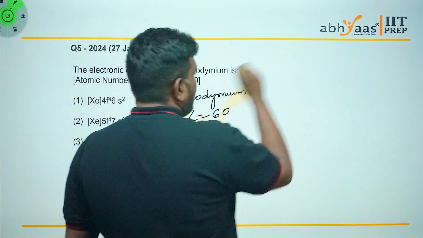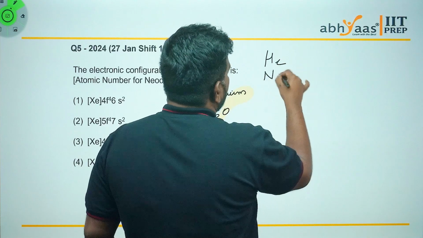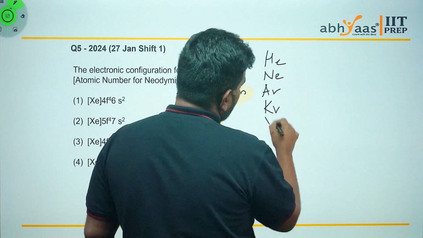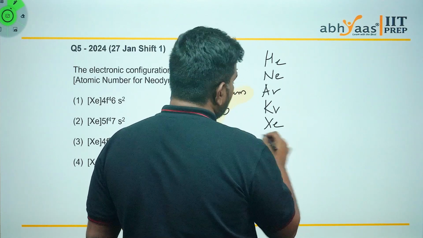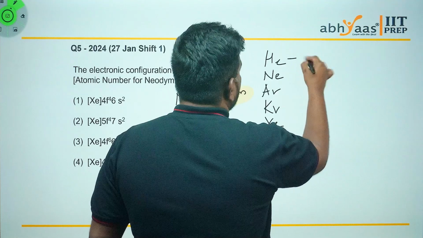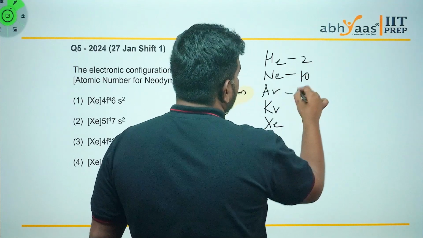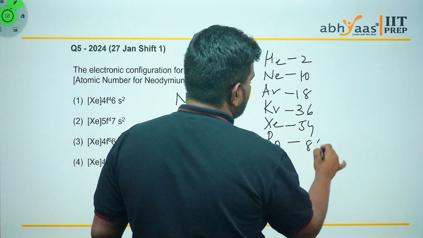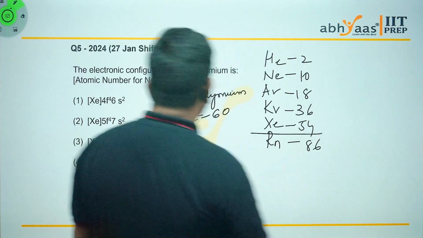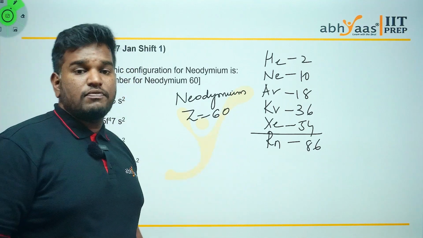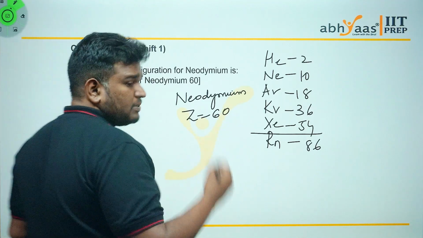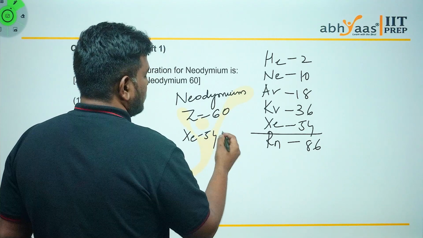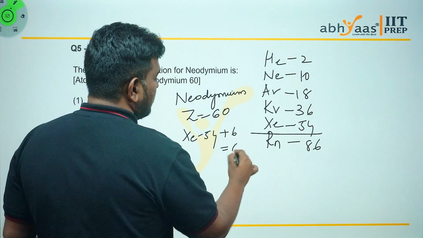So we know that we have helium, neon, argon, krypton, then xenon, then radon. So here the atomic numbers also we have to know: 2, 10, 18, 36, 54, 86. So close to neodymium you have xenon, which is 54. So I'm saying a shortcut method. You know that xenon is 54, right? So 54 plus 6 will give you 60.